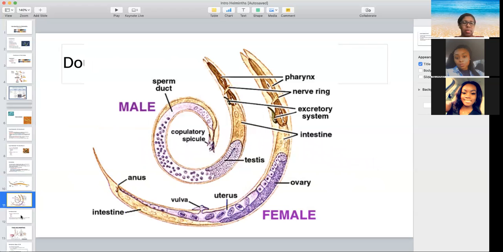If we compare that to the male, we see a very similar organization from the anterior region. You've got the mouth and the other digestive components leading into the stomach and intestines, your pharynx. You have ovaries in the female and testes in the male, and the uterus and vulva, all of these structures necessary for reproduction. Then we have our anus for the release of waste, and an intestine for food processing.